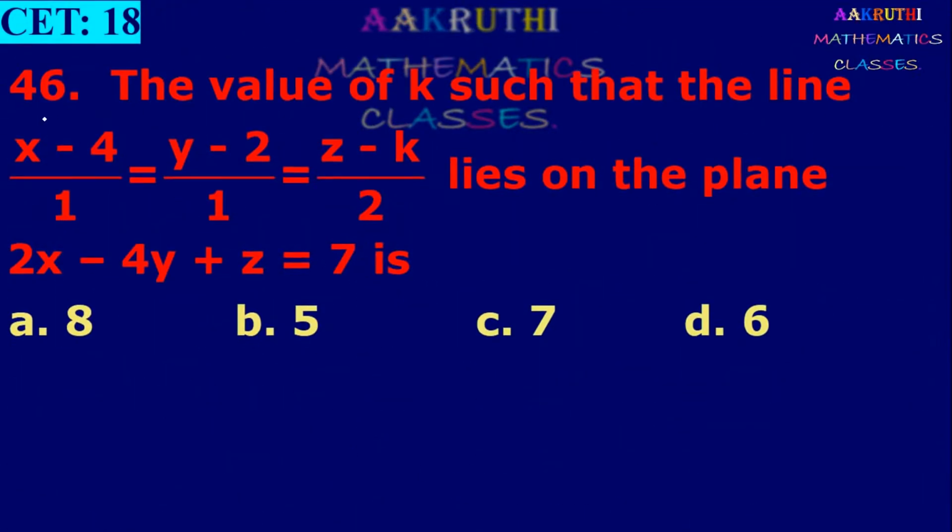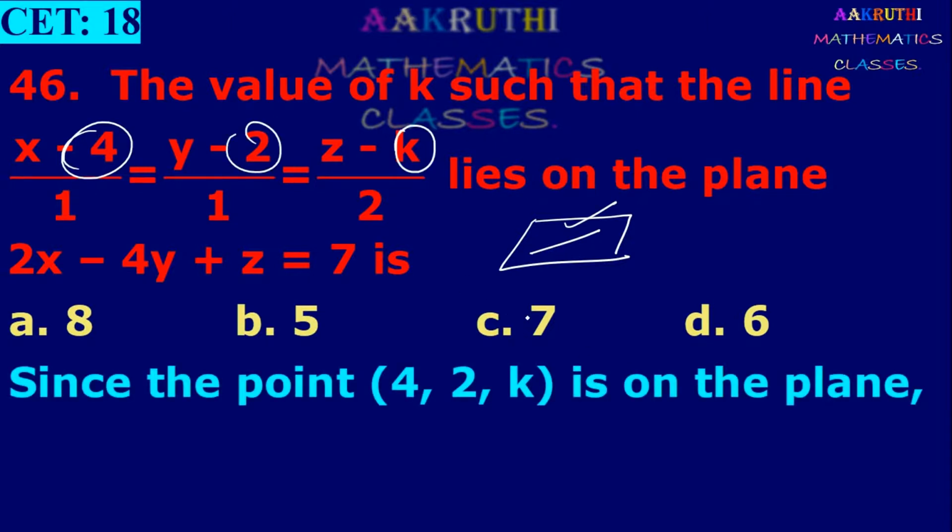So next question, question number 46, and it is from CET 2018. The value of k such that the line (x minus 4) by 1 equal to (y minus 2) by 1 equal to (z minus k) by 2 lies on the plane 2x minus 4y plus z equal to 7 is. So here one plane and one line are given. Since this line is on this plane, the point (4, 2, k) is on this plane.